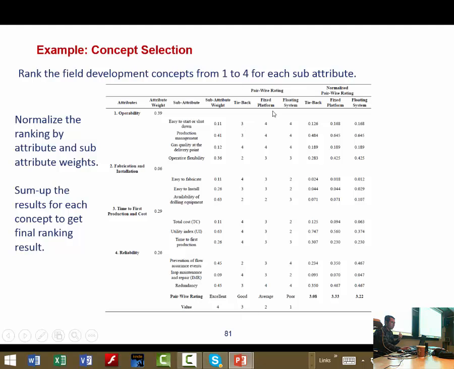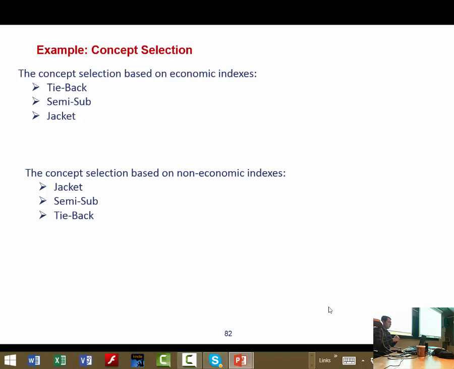And you do this for all the concepts, and then you multiply these weights by the weight of the attribute and the weight of the sub-attributes, and you put them here, and you make a sum here. And finally, you end up with 3 different numbers, which makes it quite easy to make a decision. So this is how you compare them together.